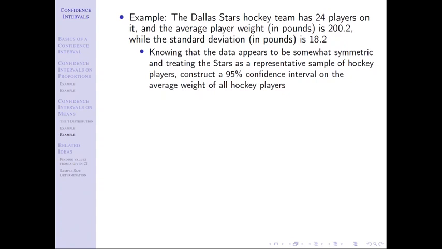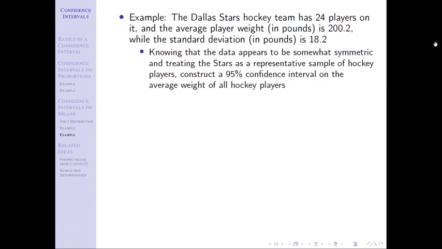Dallas Stars hockey team has 24 players on it, and the average player weight is 200.2, while the standard deviation is 18.2. Same thing as before. It's one clause. Here's a sample with 24 players, and so that's the X bar because it's from the sample. That's S because it's from the sample, right? Either one of those is mu or sigma.